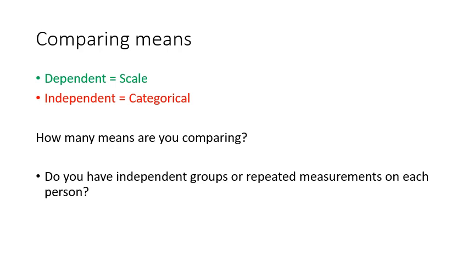Okay, and when it comes to comparing means, you have to take note if your dependent is a scale and your independent is categorical. So how many means are you comparing? So again, when you compare means, your independent variable is categorical and your dependent is scale. So for example, gender and academic performance. So your independent is gender and your dependent is academic performance. So how many means are you comparing, whether it's 2 or 3? So do you have independent groups or repeated measurements on each person?